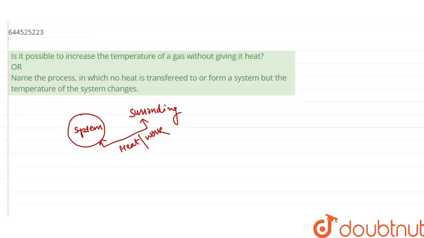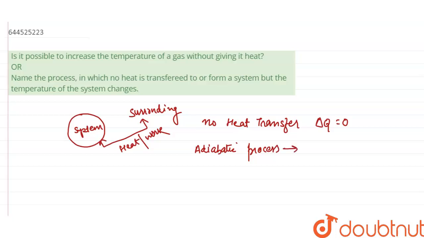So in the question it is said: is it possible to increase the temperature of a gas without giving it heat? That means there is no heat transfer, and when there is no heat transfer, delta Q is 0, change in heat is 0. We know that the process in which there is no heat transfer is known as an adiabatic process. I think you all know this, that in an adiabatic process the heat transfer is 0. It means it is our adiabatic process.